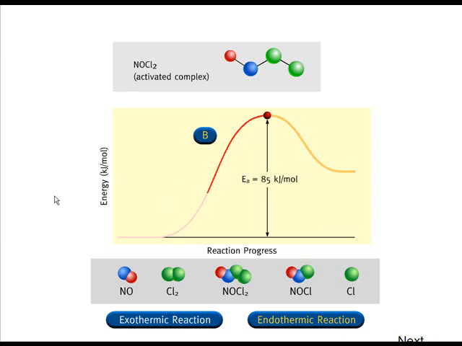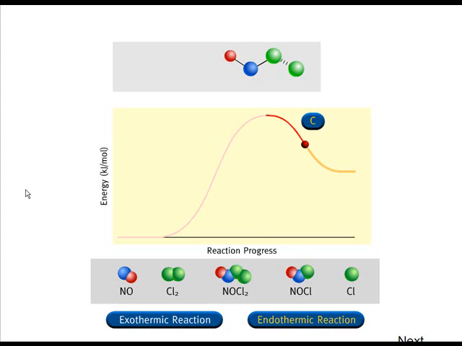When molecules collide, they form an activated complex, a temporary species formed by the reactant molecules as a result of the collision before they form the product. In this reaction between NO and Cl2, the activated complex is NOCl2. The activation energy, which is the minimum energy needed to initiate this reaction, is 85 kilojoules per mole. At this point in the reaction, the bond between nitrogen and chlorine continues to strengthen, and the bond between the two chlorines continues to weaken.